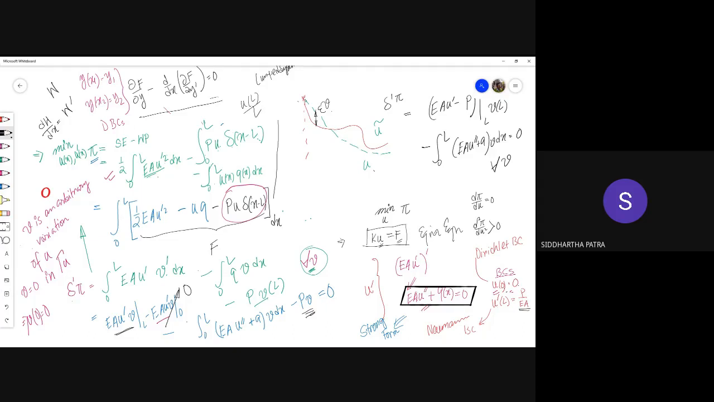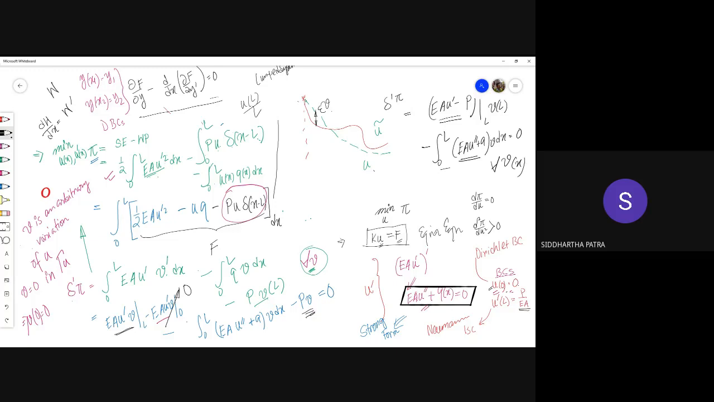Now, you are going to use the arbitrariness. And by this arbitrariness, you would say that this integrand is also 0 because V is arbitrary, and this boundary condition is also 0. So at the beginning of this minimization problem, we are only given the Dirichlet boundary condition.